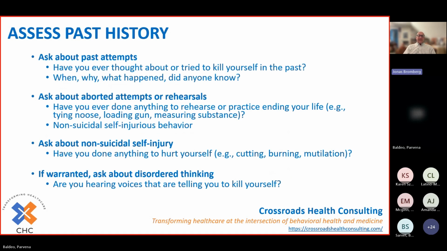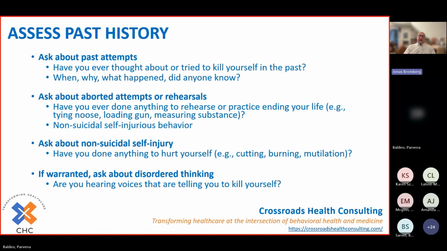We obviously want to know about past history, both past attempts, and ask specifically about aborted attempts or rehearsals, things that have gone beyond just simple thoughts. And it's surprising, I think, to many of us, how often past attempts or aborted attempts are not known by other people, that they've never told anybody. So we want to make sure that we ask them, did anybody know about this previously?